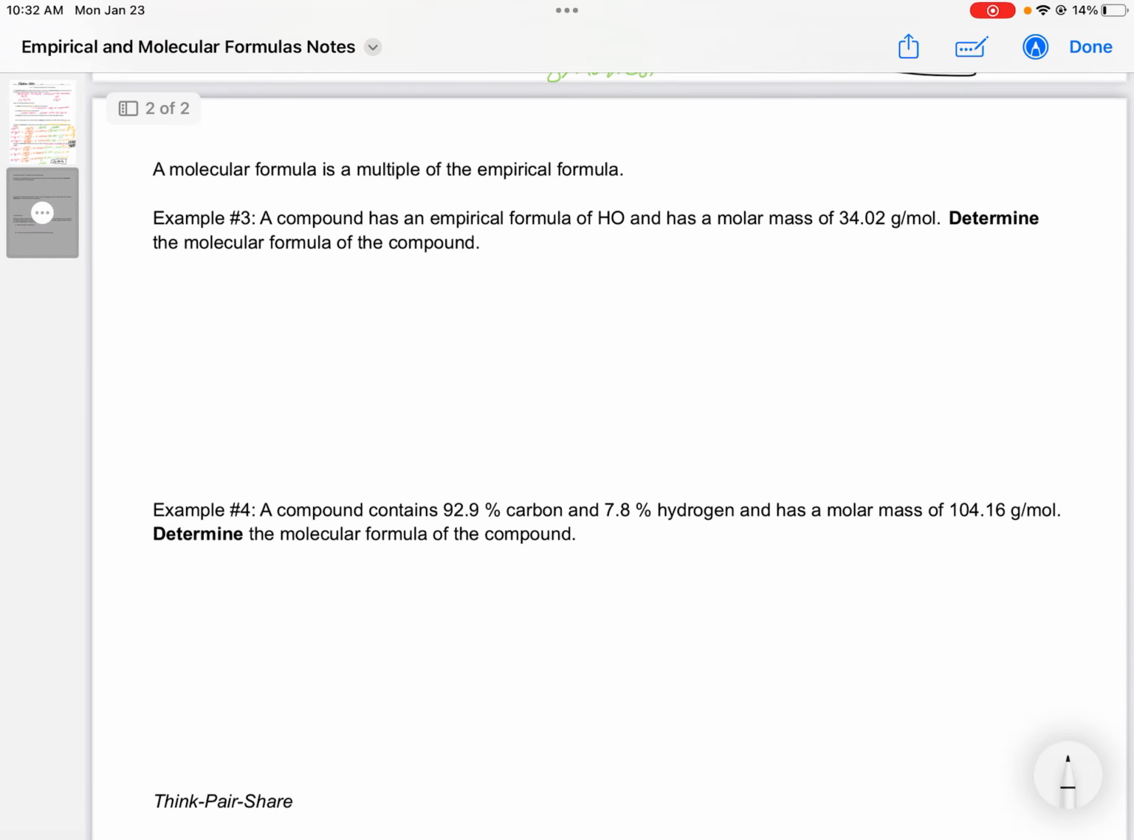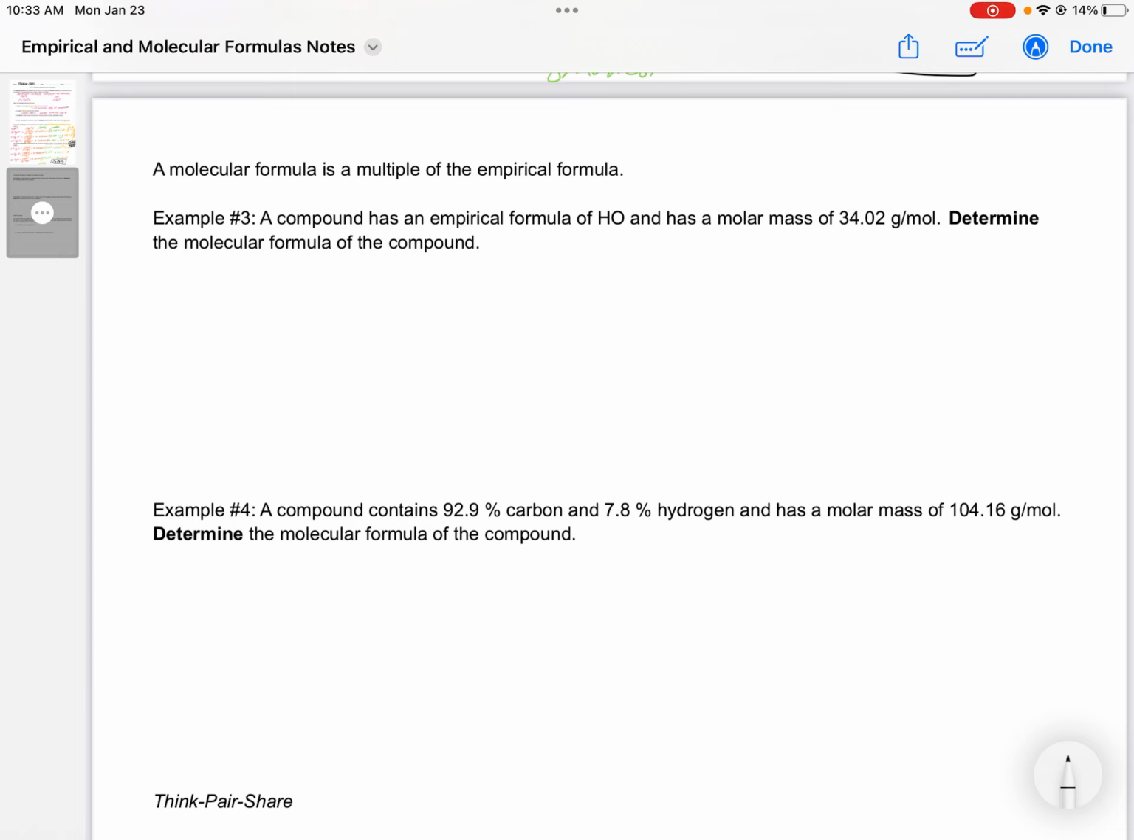Here, we are going to look at determining the molecular formula of a compound. A molecular formula is a multiple of the empirical formula, so it's either 2 times or 3 times or 4 times the empirical formula. To determine molecular formula, you have to know the empirical formula first. So we have to find the empirical formula first. You have to also be given some extra information. We are going to be comparing the mass of a molecular formula to the mass of the empirical formula in order to find that multiple, that factor.